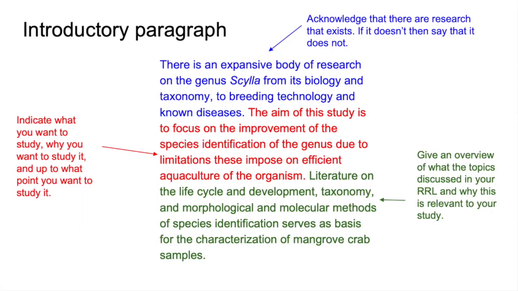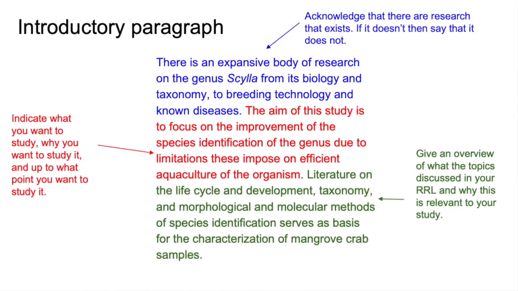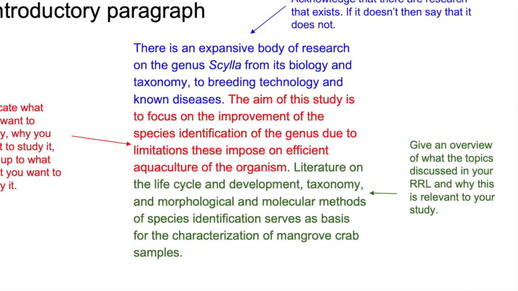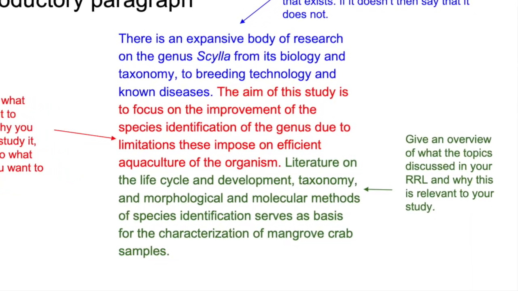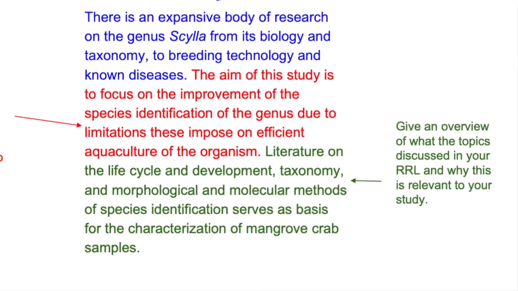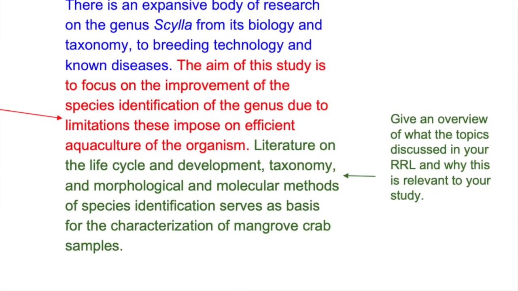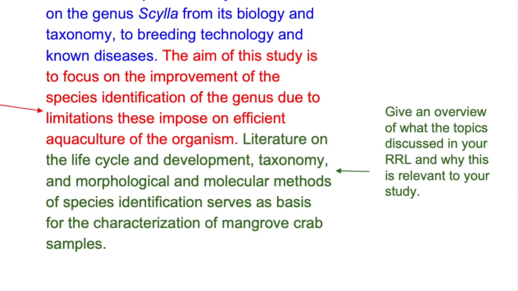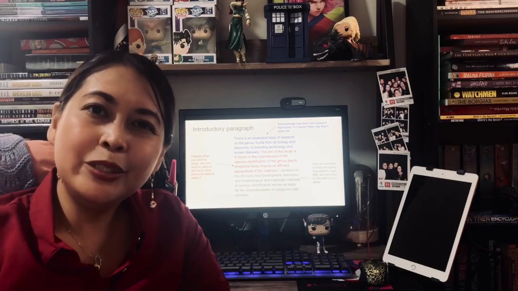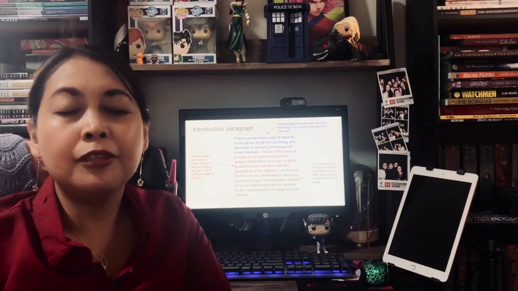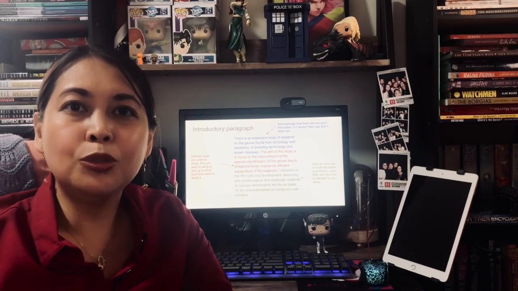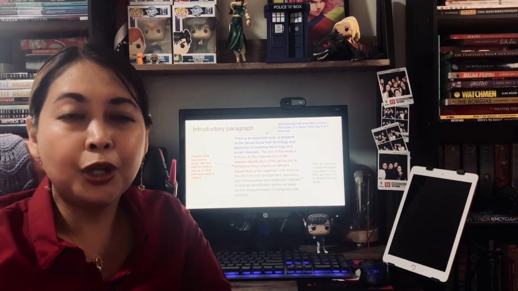Now, the last portion of this introductory paragraph states that literature on the life cycle and development, taxonomy, and morphological and molecular methods of species identification serves as basis for the characterization of mangrove crab samples. This gives an overview of the different topics discussed in my RRL, and it explains why these topics are relevant to my study. So as you can see, an introductory paragraph does not need to be very long, but it needs to contain all the information needed to orient your reader as to what you're trying to say.